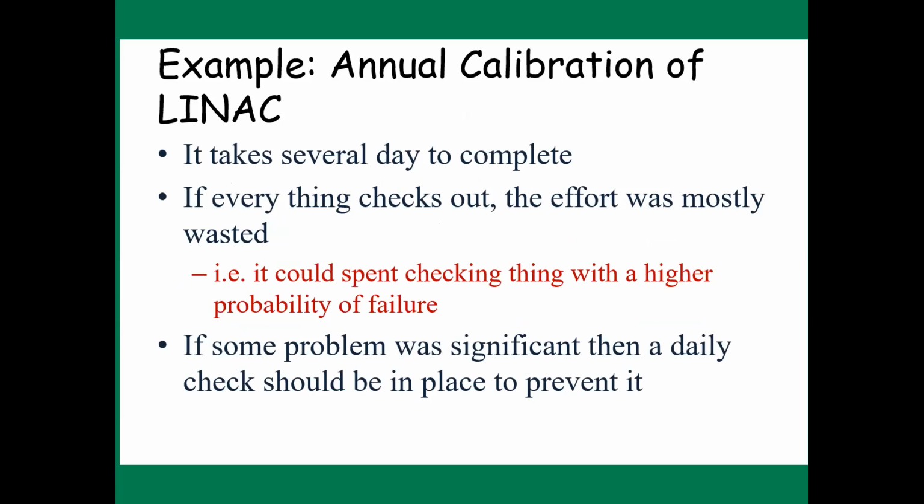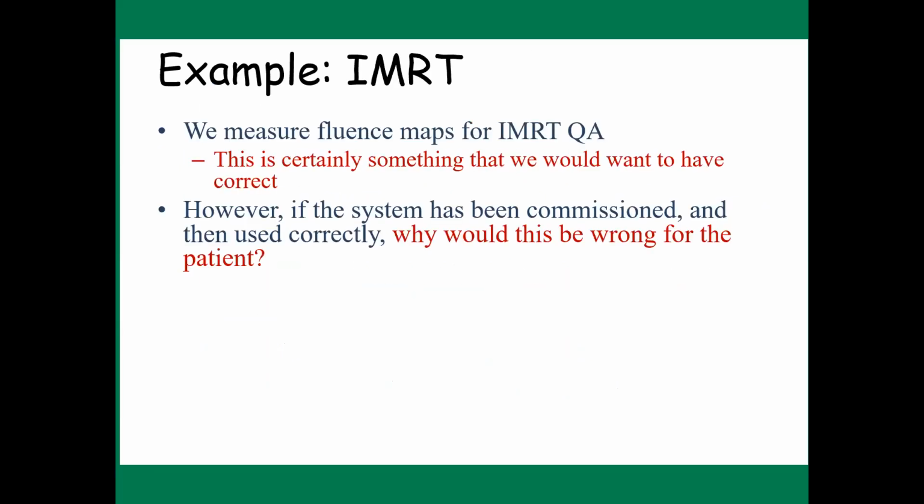Example, annual calibration of the machine. It takes several days to complete. If everything checked out, the effort was mostly wasted. That is, we could spend the time checking things with a higher probability of failure. If some problem was significant, then daily checks should be in place to prevent it.